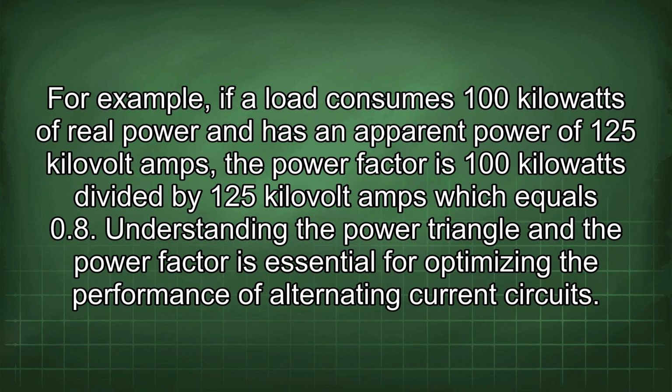For example, if a load consumes 100 kilowatts of real power and has an apparent power of 125 kilovolt-amps, the power factor is 100 kilowatts divided by 125 kilovolt-amps, which equals 0.8. Understanding the power triangle and the power factor is essential for optimizing the performance of alternating current circuits.